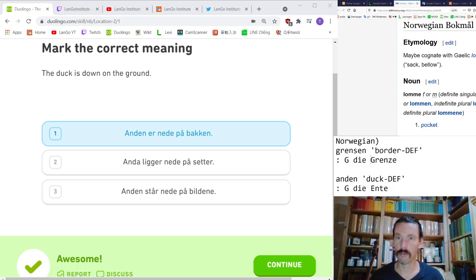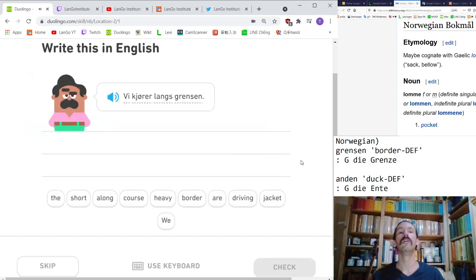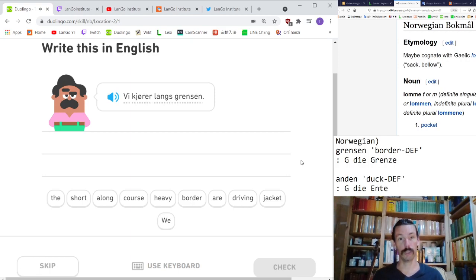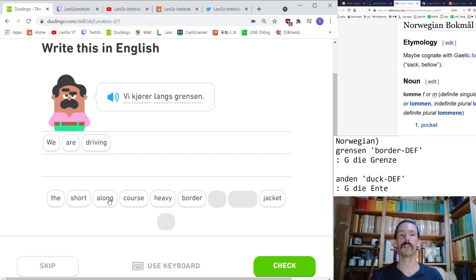Very many feminine nouns end in this weak -e. Let's see. It's rare to find one that does have the -e but is not feminine. But they exist. Vi kjører langs grensen. Vi kjører, verb of motion, langs grensen, along the border. Driving. Makes sense.